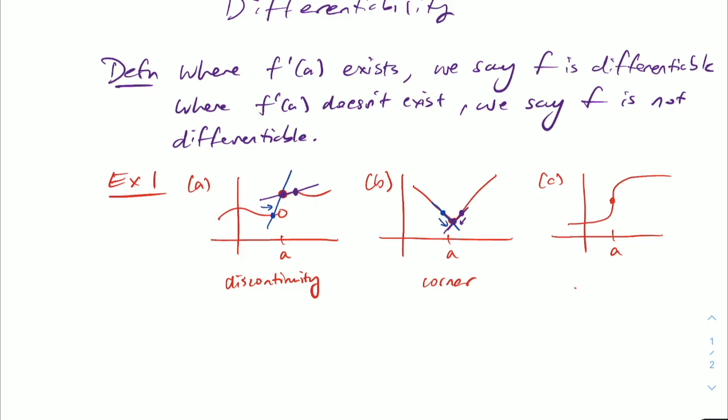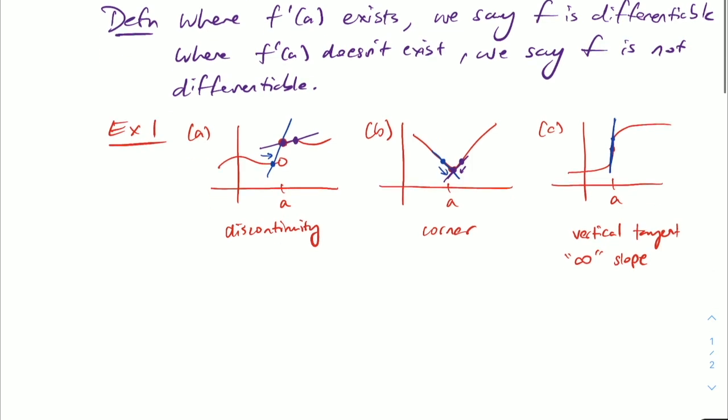And here, if we pick a point to the right of A and we look at the limit of that secant line, we'll get an infinite slope, okay, or a vertical tangent. Infinite slope, and that is not a number. The limit doesn't go to a number; it goes to infinity, so it's not defined.